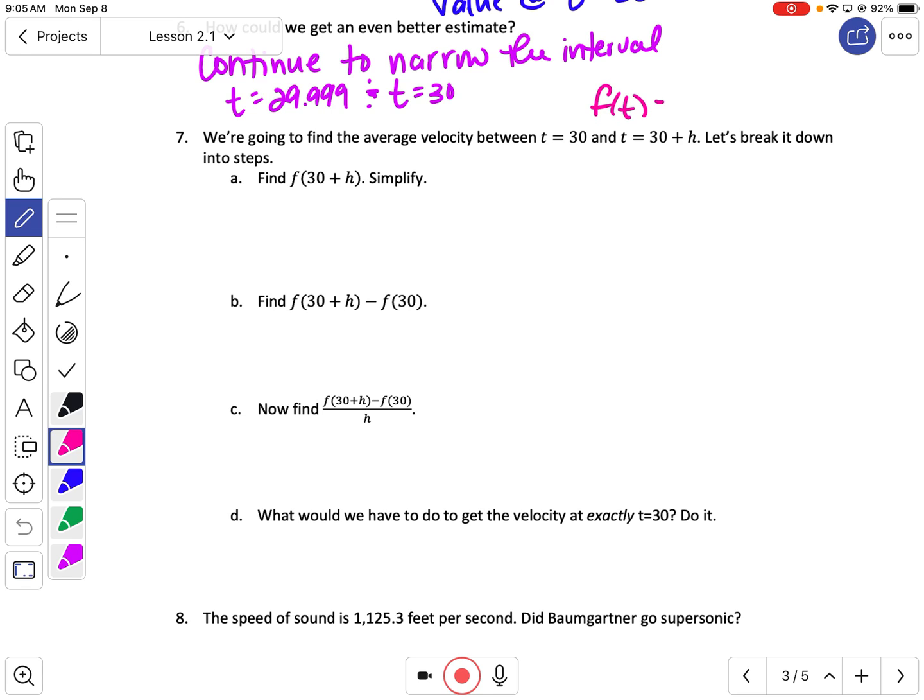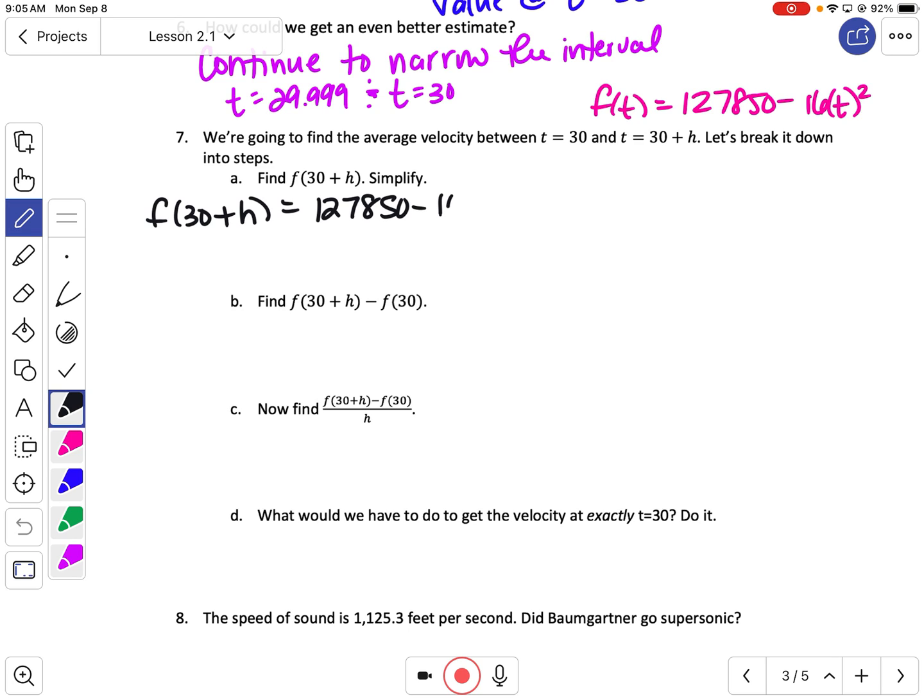Okay, f at t was 127,850 minus 16t squared. So that was our function that we're plugging into. This is going to be some pretty gross algebra. But it's not terrible, okay? That's why we have calculators, thank goodness. So f of 30 plus h, we're just going to plug that in. So I have 127,850 minus 16 times 30 plus h, the whole thing squared. This is going to be some gross math, but we can do it.